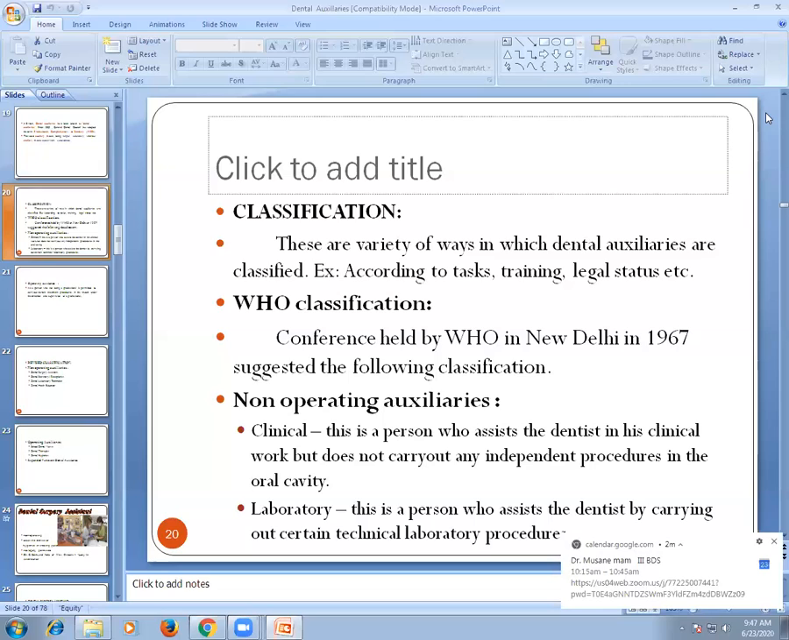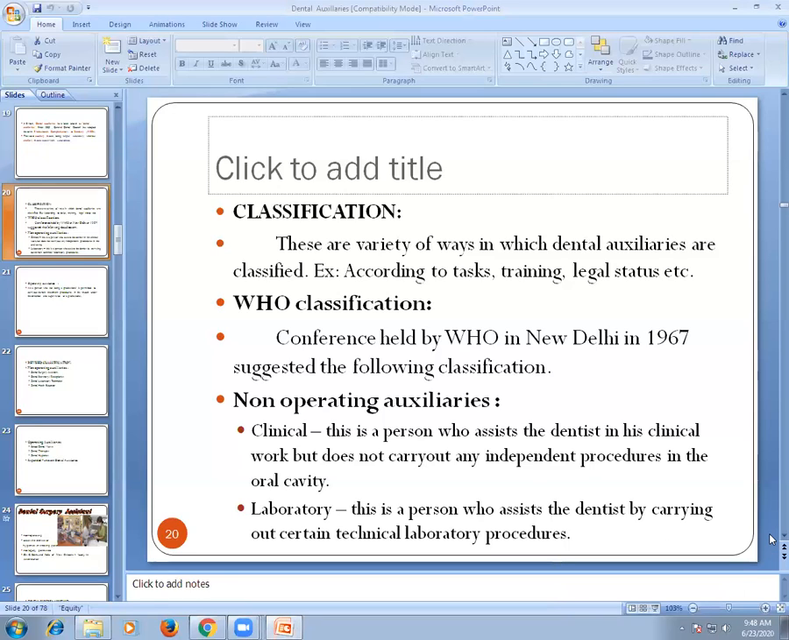First is the non-operating auxiliary. In that, there are two types. First is clinical and second is laboratory. In clinical, this is the person who assists the dentist in his clinical work but does not carry out any independent procedure in the oral cavity. In laboratory, this is the person who assists the dentist by carrying out certain technical laboratory procedures.